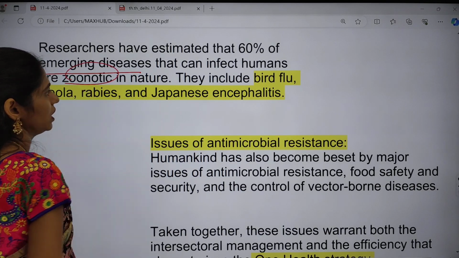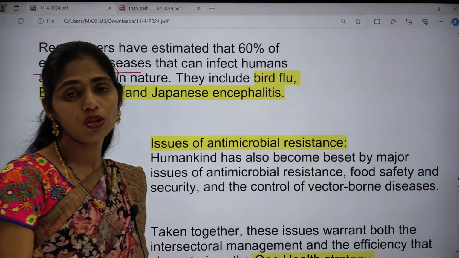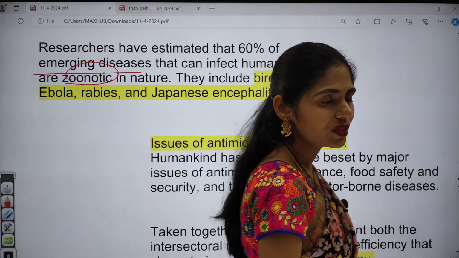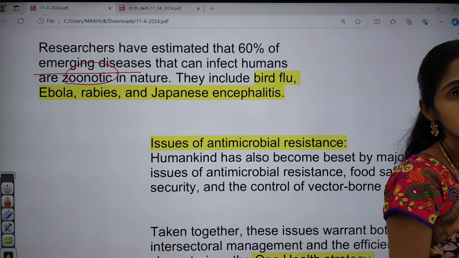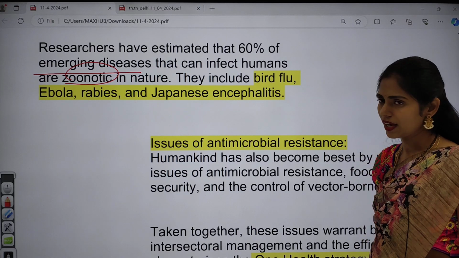Research has estimated that 60% of emerging diseases that can infect humans are zoonotic in nature. For example, avian influenza, that is bird flu. Recently we saw in the US, avian influenza spreading from birds to cattle, and even humans are getting this avian influenza virus.